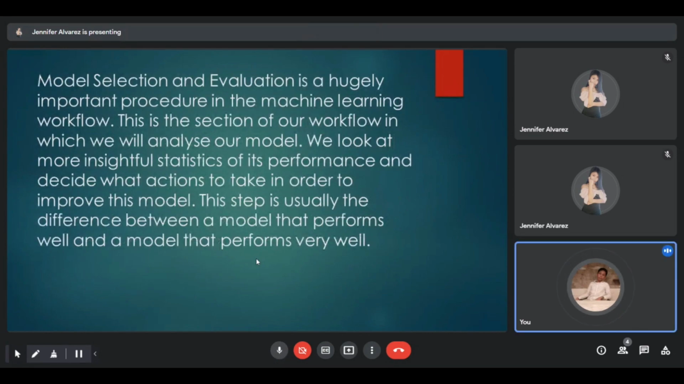Model selection and evaluation is a hugely important procedure in the machine learning workflow. This is the section of our workflow in which we will analyze our model. We look at more insightful statistics of its performance and decide what actions to take in order to improve this model. This step is usually the difference between a model that performs well and a model that performs very well.